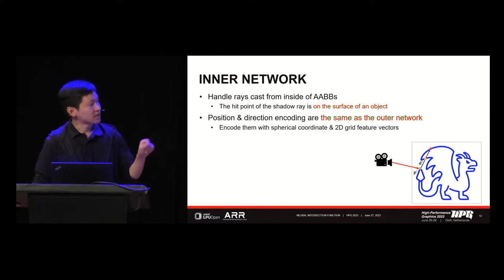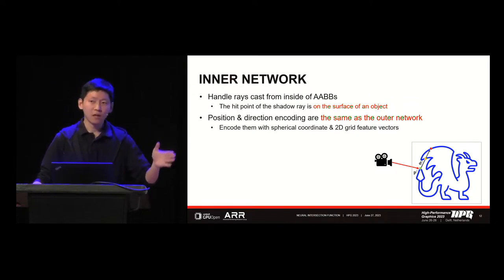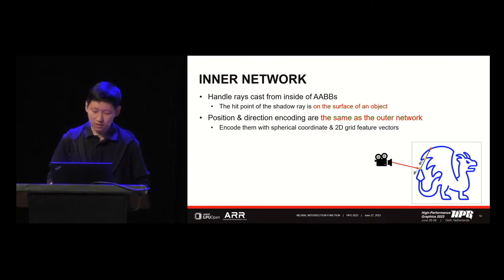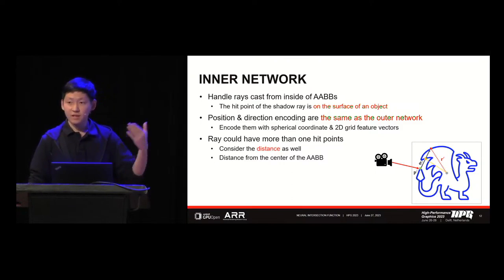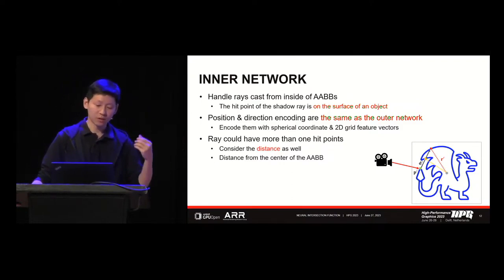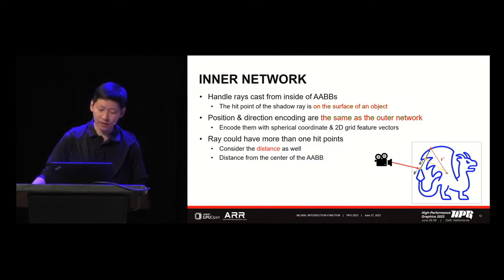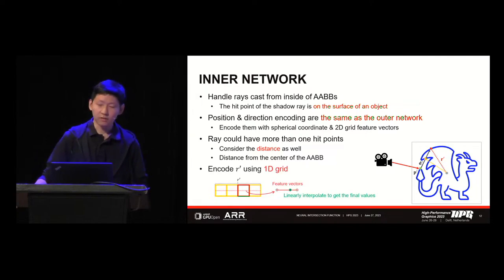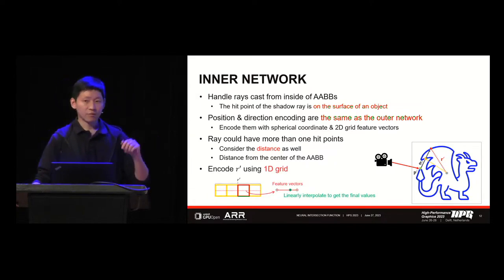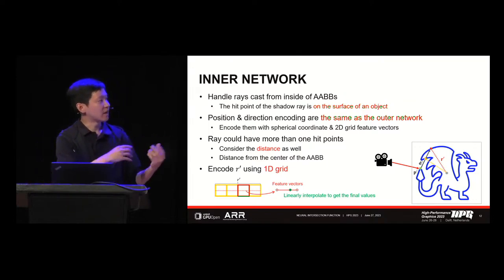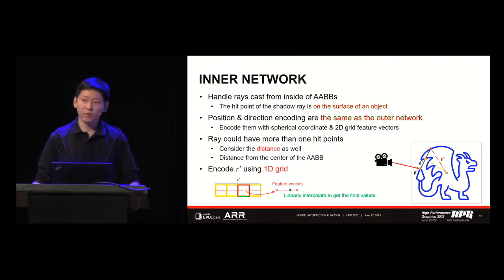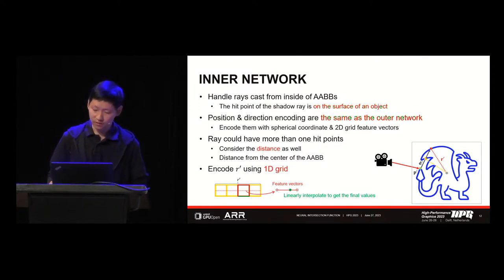If the object is concave, there will be many possibilities for the hit point inside the bounding box. Since we consider the distance from the origin to the hit point, we want to represent that compactly and expressively. So we also utilize r, the distance from the origin to the hit point, as an index to a 1D grid as well. The 1D grid is a very similar concept to the outer network: it stores trainable feature vectors that can be retrieved later on.